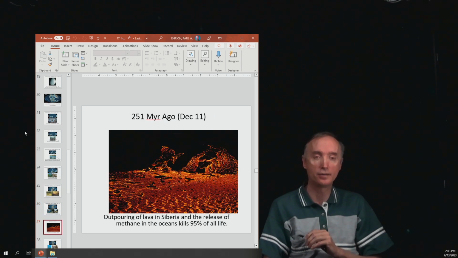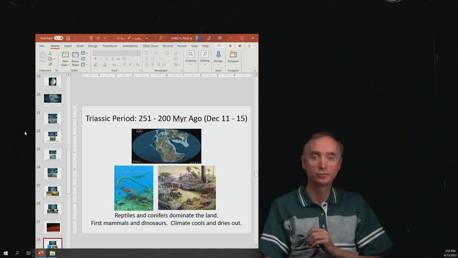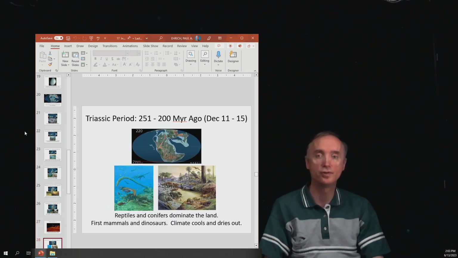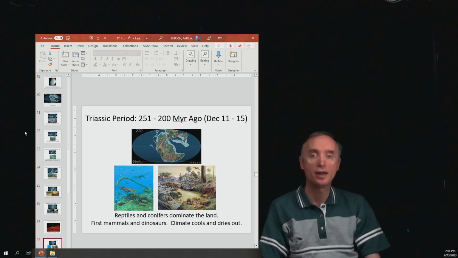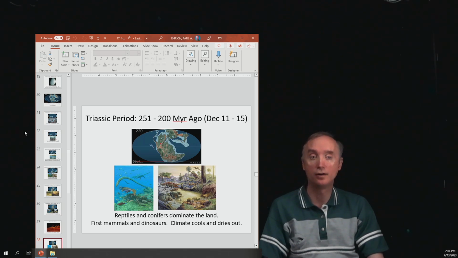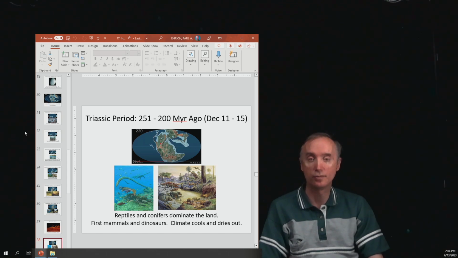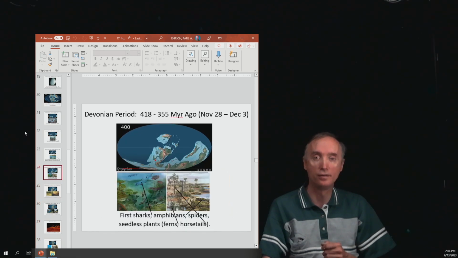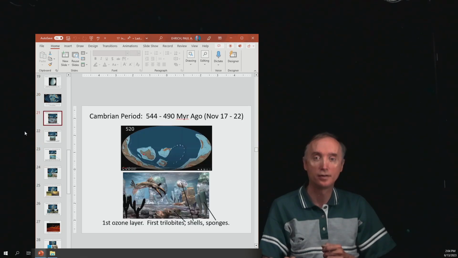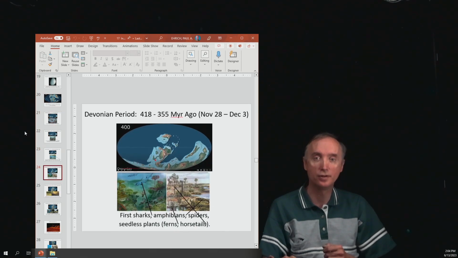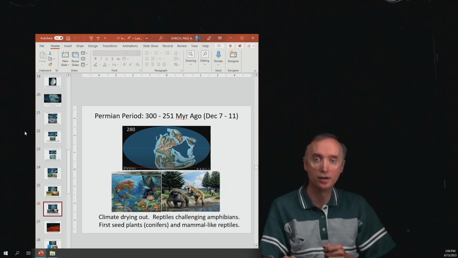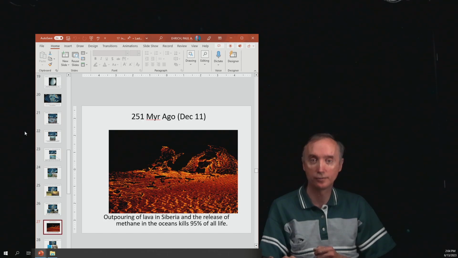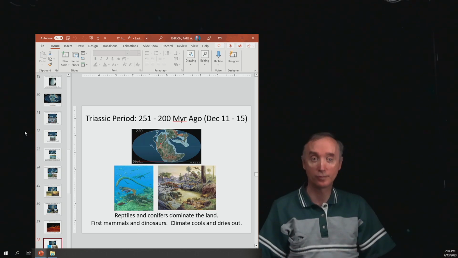Okay, let's not worry about the Permian extinction, but let's now go into the Triassic period. And so now we're in the age of the reptiles. Do you remember that we talked about the Paleozoic? The Paleozoic would have been all of this stuff. So from the Cambrian, Ordovician, Silurian, Devonian, Carboniferous, Permian, all of that would be the Paleozoic. And now we're going to go into the Mesozoic, which is going to be the age of the reptiles.